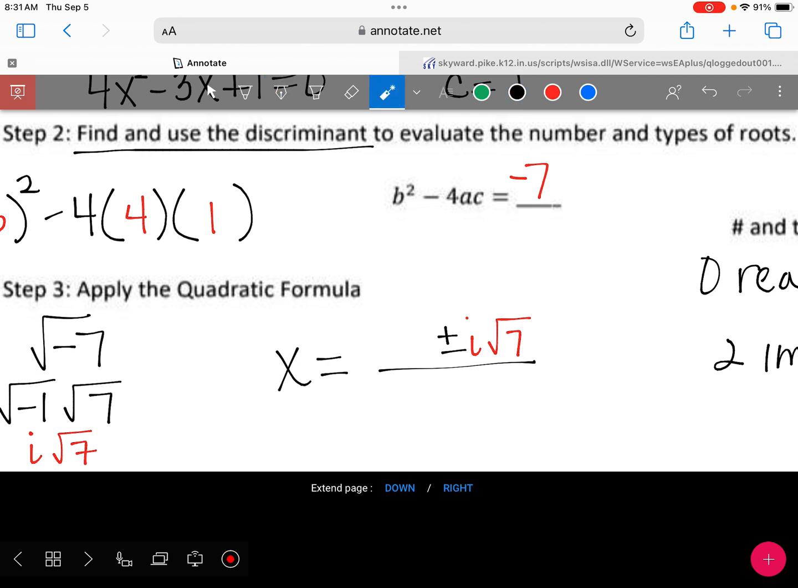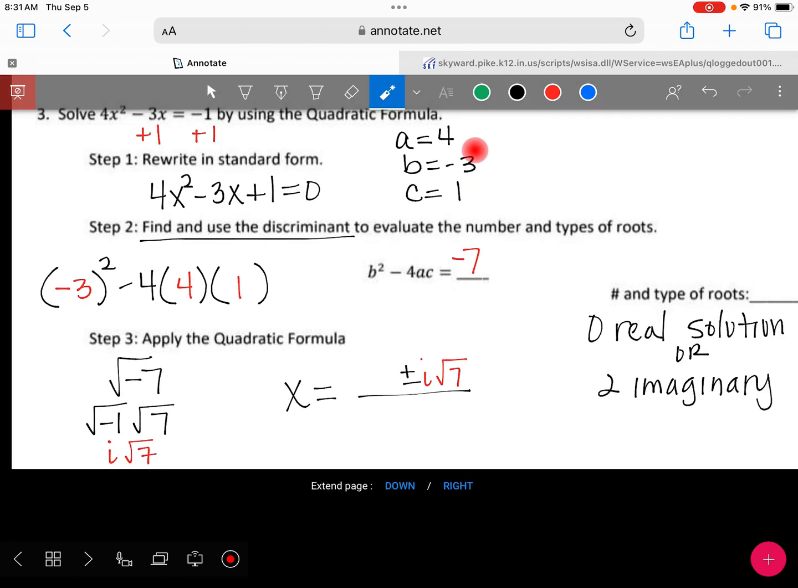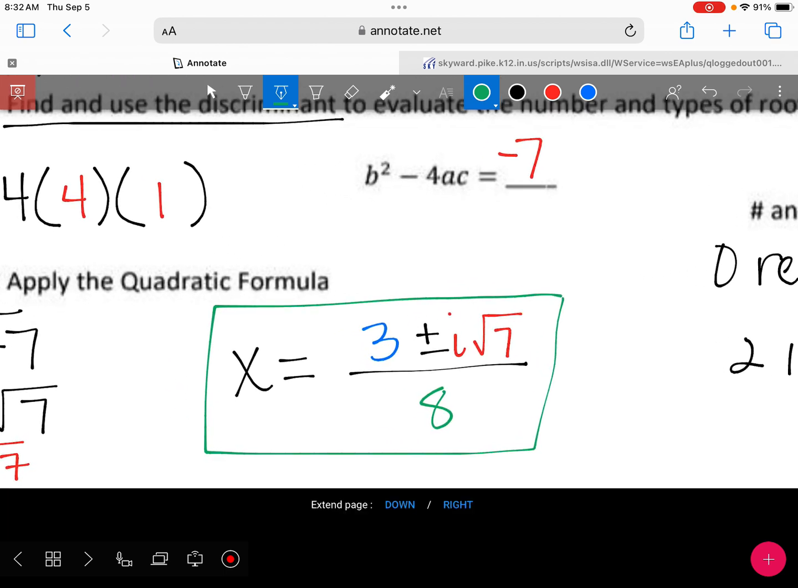So right here, does anybody remember what the quadratic formula tells us to put right here? Not B, but well, B, but it's the opposite of B. Good. So B is -3. So I'm going to put a +3 right here. And then in the denominator, I'm going to put 2 times A. And what is 2 times 4? 8. And that would be your answer. That's as far as you can go when it's imaginary. You can't do anything else.